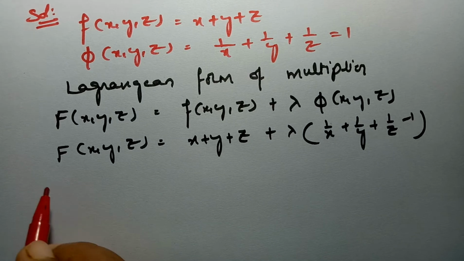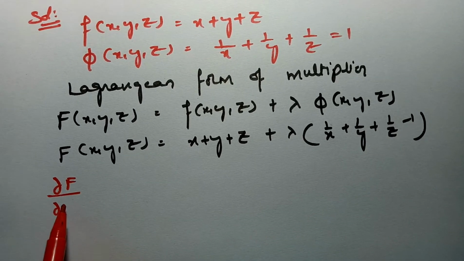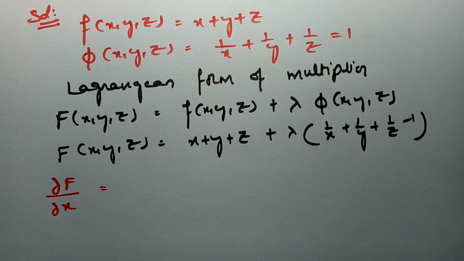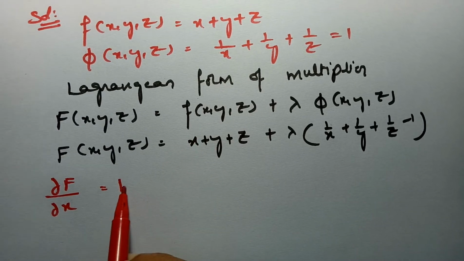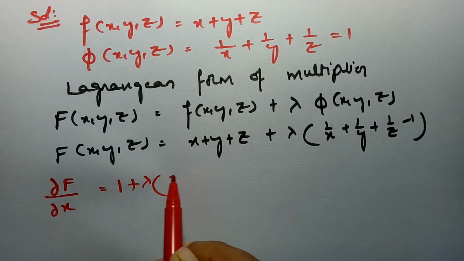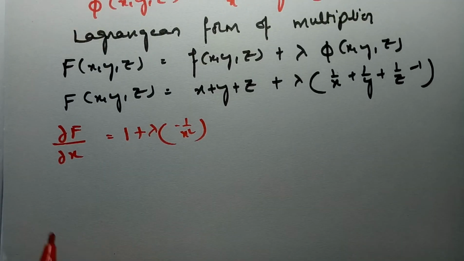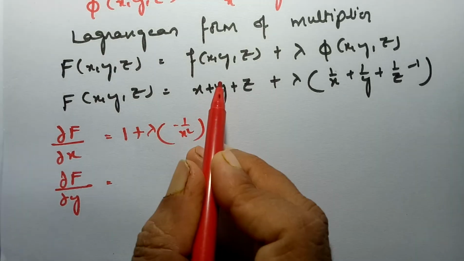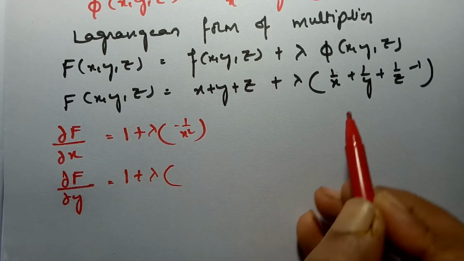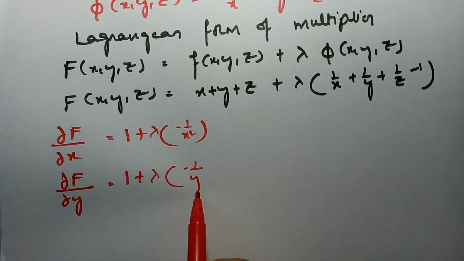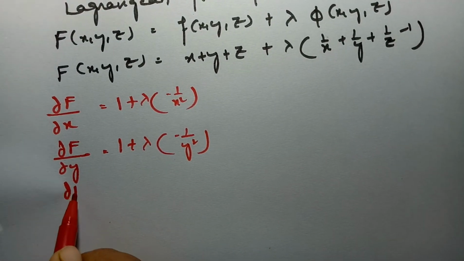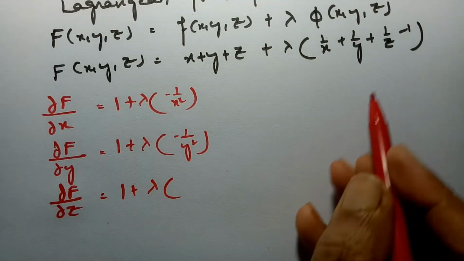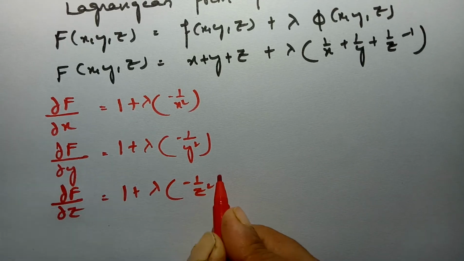Now what we have to do? We have to differentiate this F with respect to x one time, and equate it to 0. Then what will be the answer here? For x it is 1 plus lambda times, for 1 by x it is minus 1 by x square. Again we have to differentiate F with respect to y. So for y it is 1 plus lambda times, if I differentiate 1 by y, it is minus 1 by y square. If I differentiate with respect to z, for z it is 1 plus lambda times, and 1 by z is nothing but minus 1 by z square.